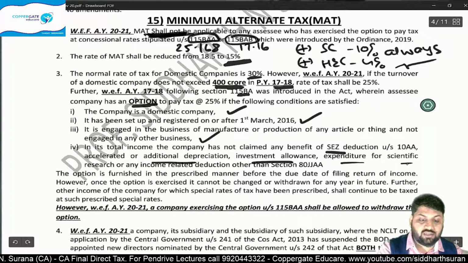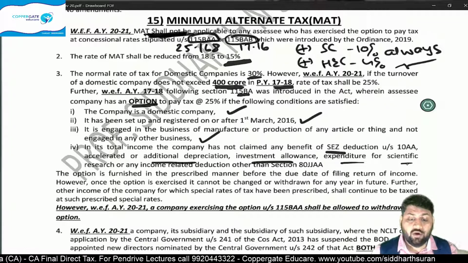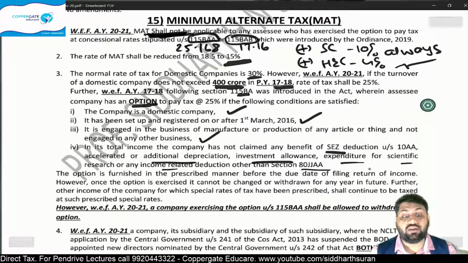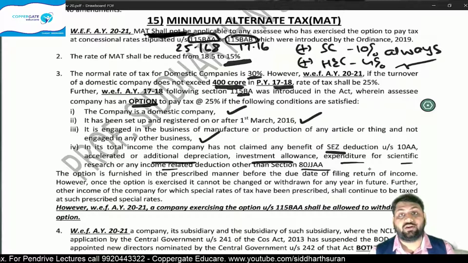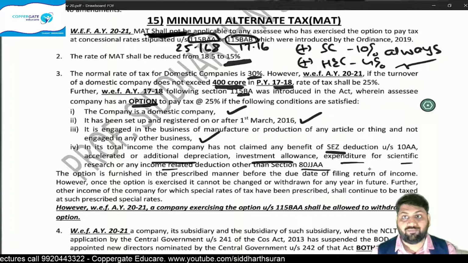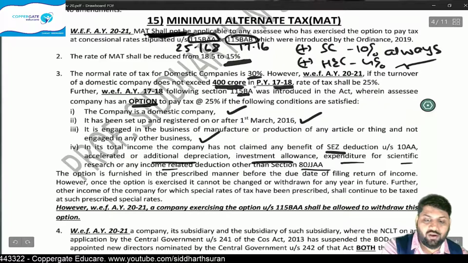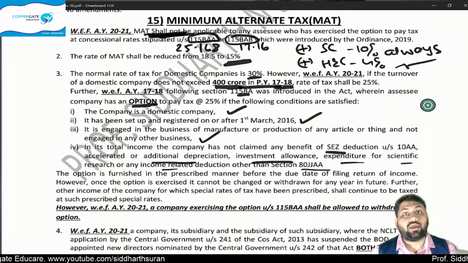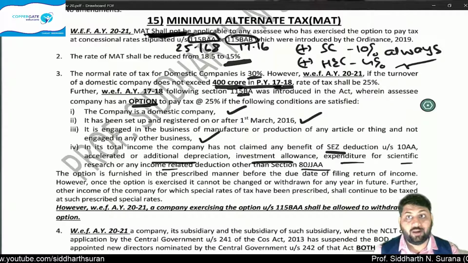Expenditure for scientific research which you are getting in section 35, or any income related chapter 6A deduction. If you leave all these tax benefits, then we will give you a tax rate of 25%. This was relevant only for those companies which are falling in the 30% rate. Any company which is already falling in the 25% rate because of the turnover benefit can take all these tax benefits and pay at 25%. But listen, that 25 will contain cess also of 4%.